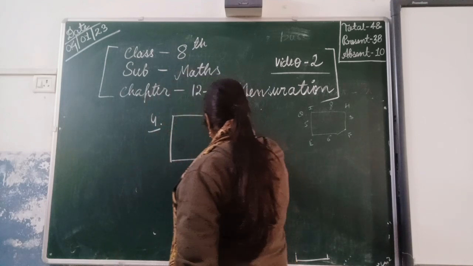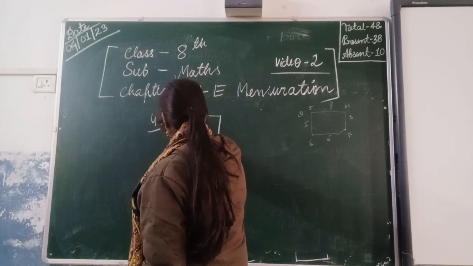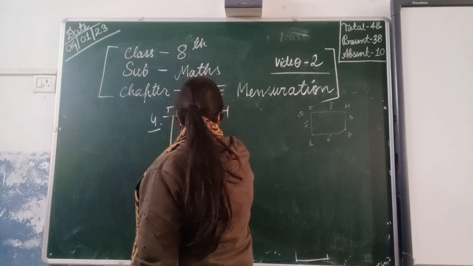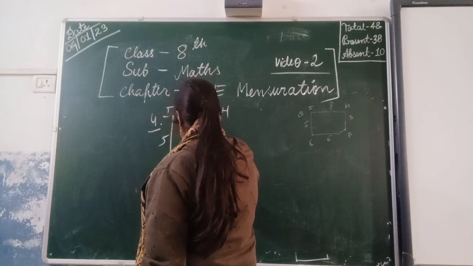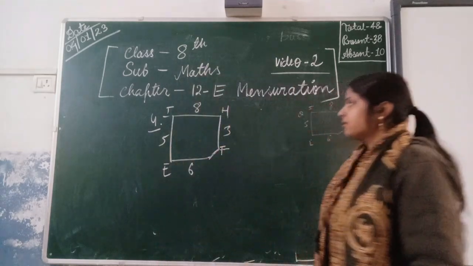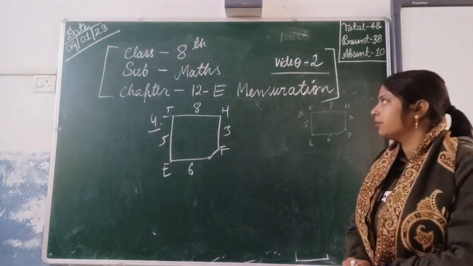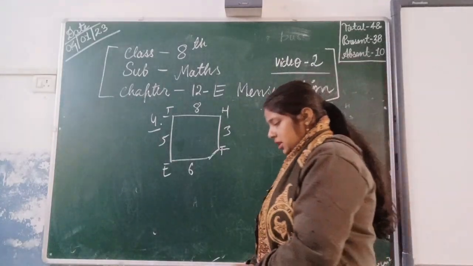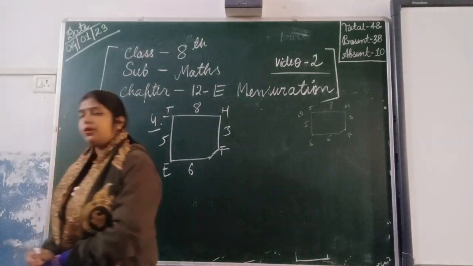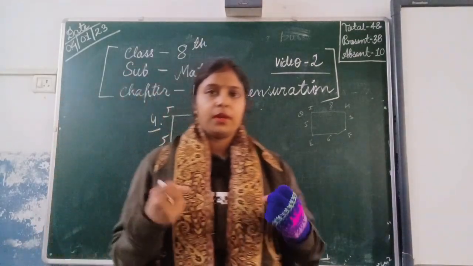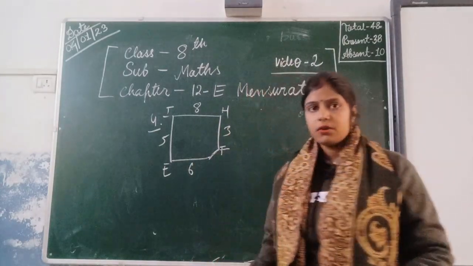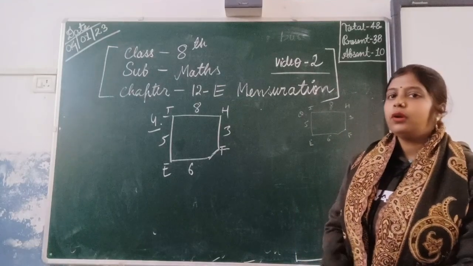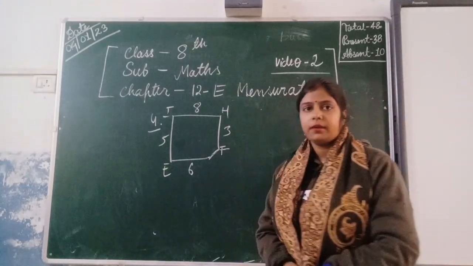The figure was there and the measurements were given, like this in question number 4, exercise 12B. So how to solve this type of question? Remember, every time what I say, in order to find the total surface area of any plane figure or a solid figure, what we have to do? We have to find the area of the complete figure and then sum up.